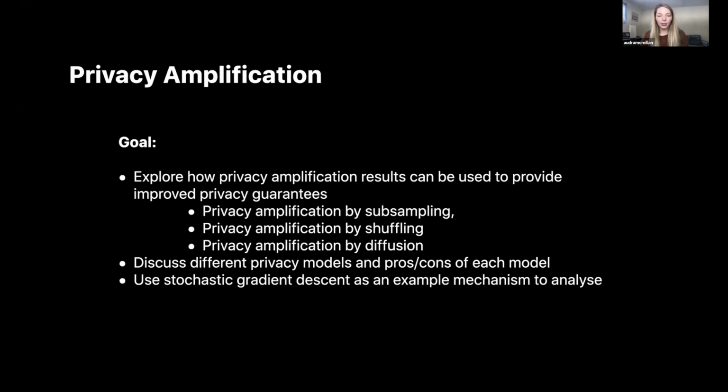And throughout the talk, I'm going to use stochastic gradient descent as my example of a mechanism that I can analyze using all of these different techniques. And we'll see some trade-offs we need to make to improve the privacy guarantee of stochastic gradient descent, which in turn, of course, improves the utility guarantee.